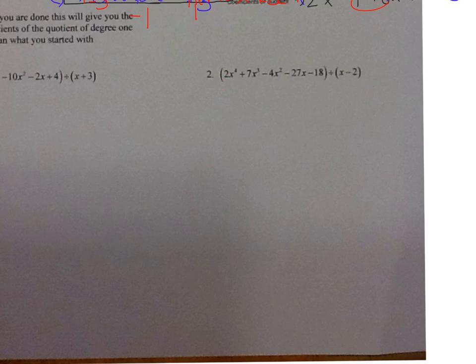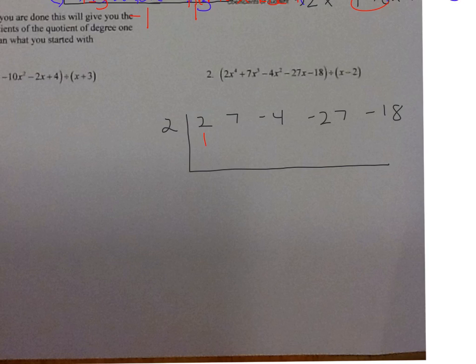Okay, so I have here 2x to the fourth plus 7x to the third minus 4x squared minus 27x minus 18 divided by x minus 2. Okay, so my 0 is 2, so I'm going to put 2 on the outside. Make my box here. Put all my coefficients down from the dividend. So it'd be 2, 7, negative 4, negative 27, negative 18.